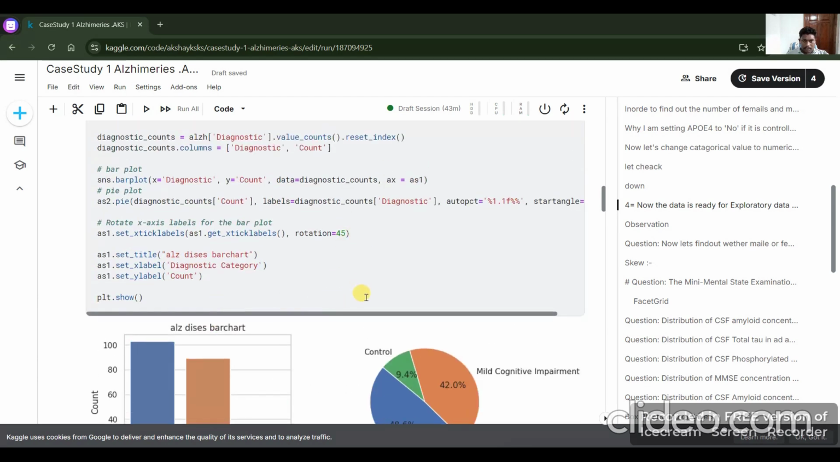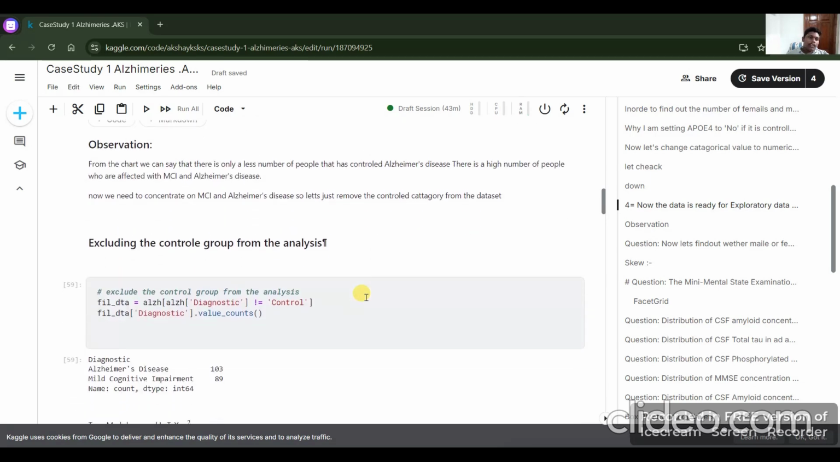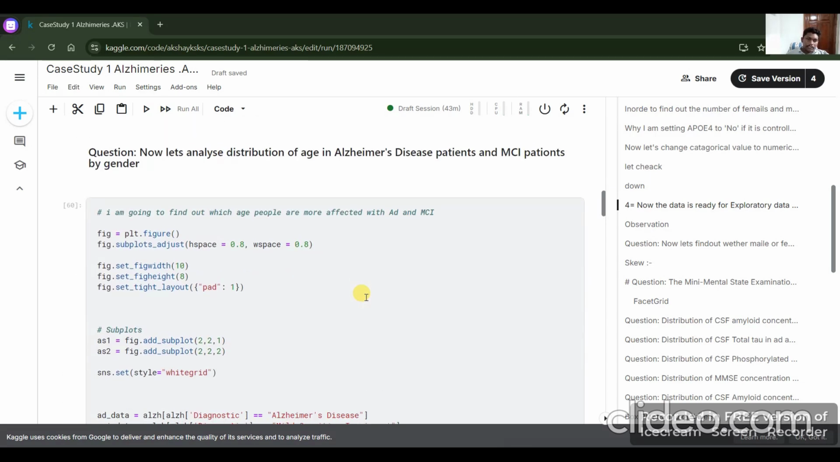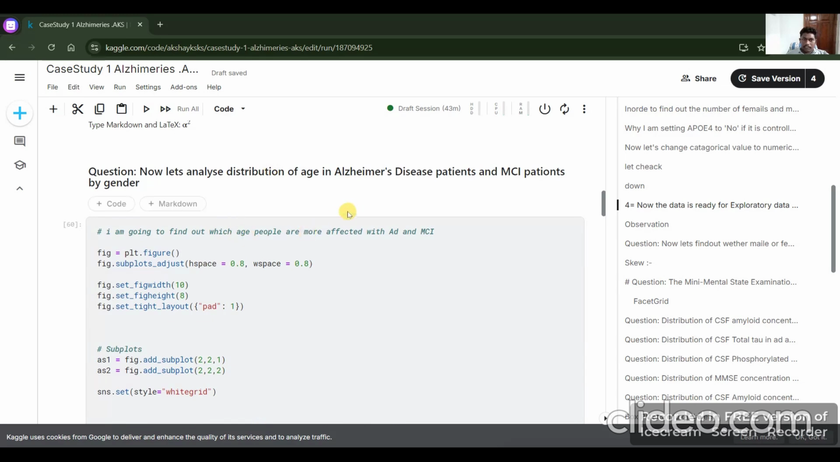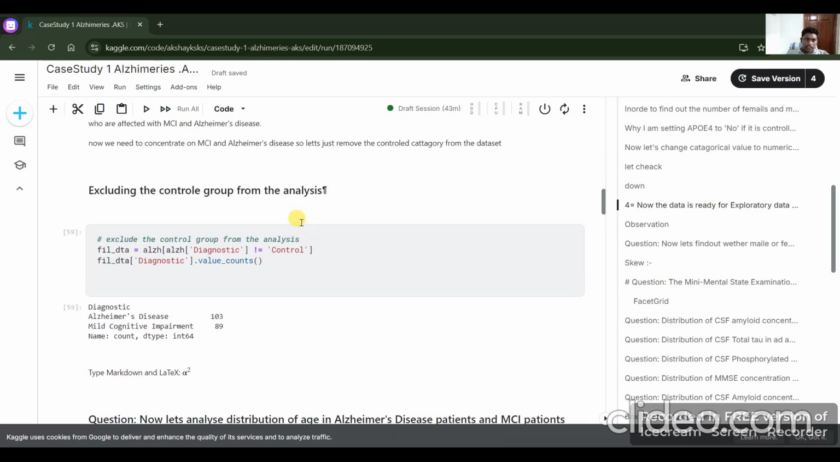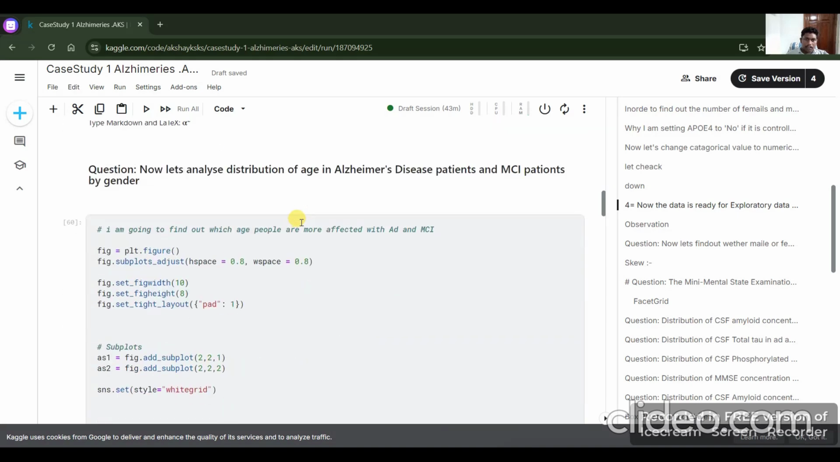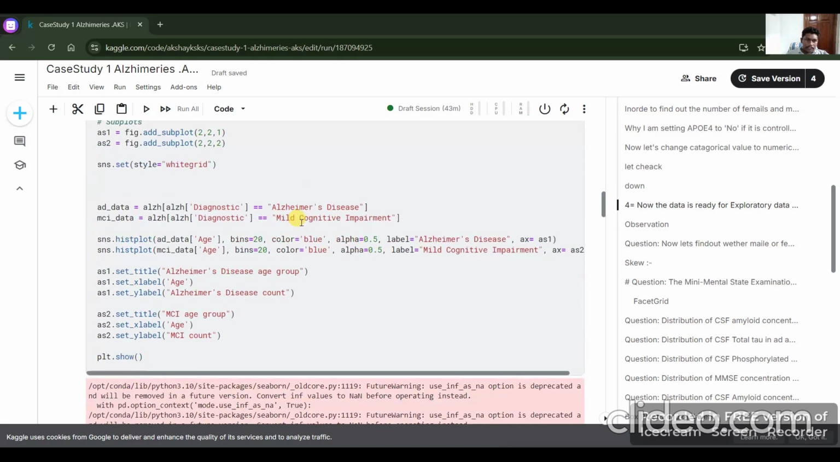We can see the pie plot. Solution. Then the next question, estimation.